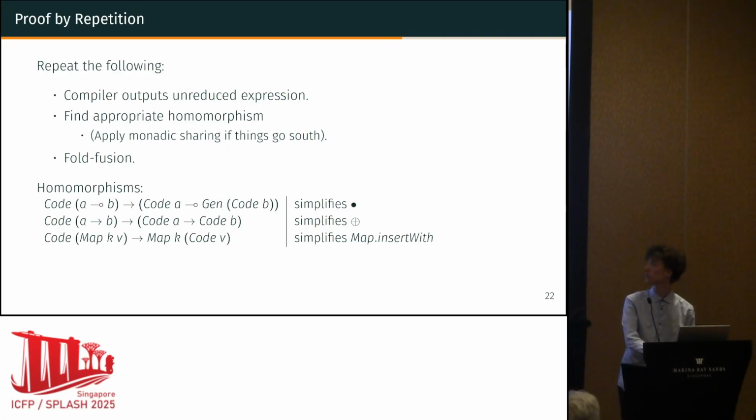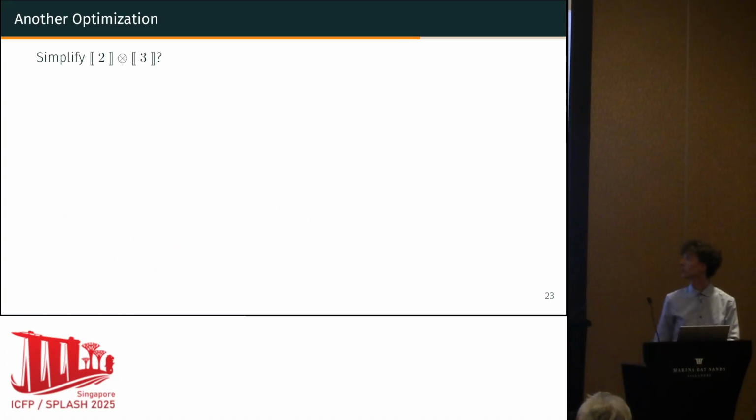But I promised that extending this approach would be easy. So let me do that. And as an example, I use constant folding. So for example, if we take the code of 2 and 3 and try to multiply it, how can we simplify the result?